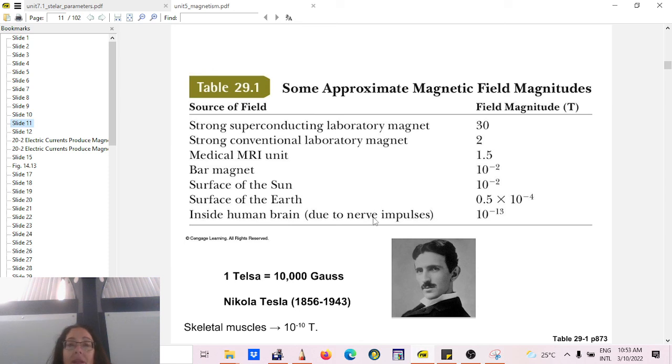The magnetic field of the Earth is 0.5 times 10 to the negative 4 Tesla. Because it's a common unit, we use the Gauss. So 1 Tesla is 10,000 Gauss. So the magnetic field of the Earth is 0.5 Gauss. Okay?